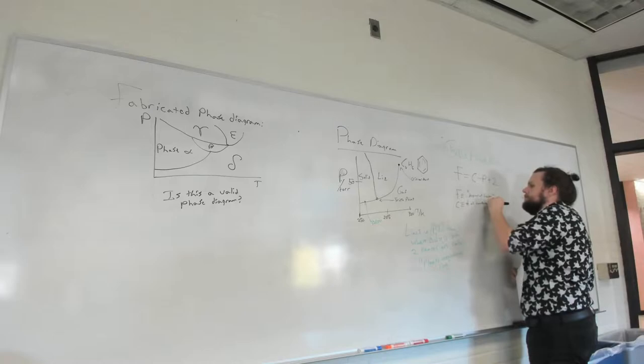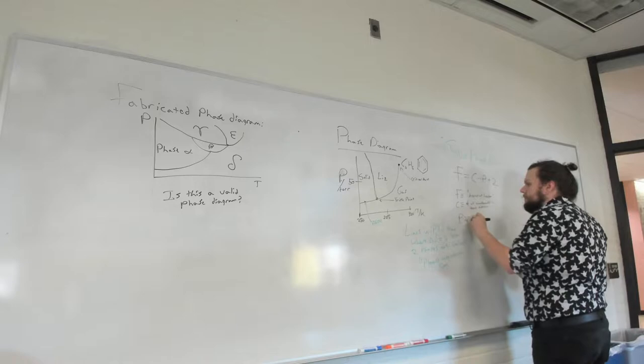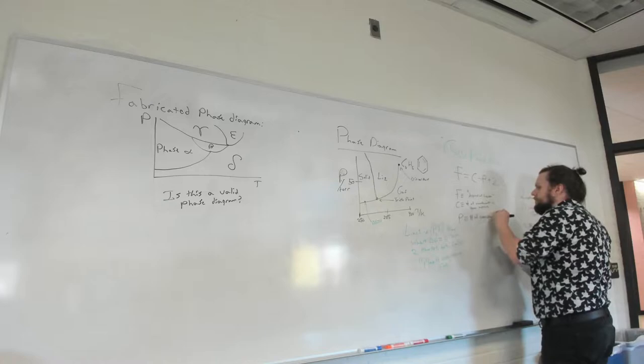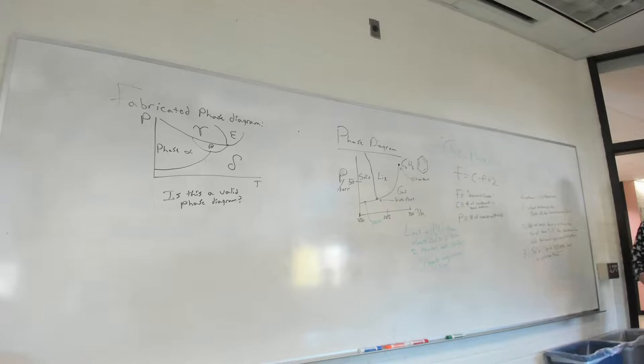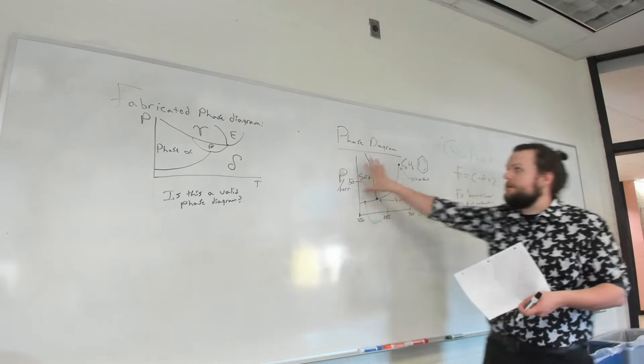Right now we're only talking about pure substances, so C is always 1. And P is the number of coexisting phases. So now I've got to describe what a degree of freedom is in this case. Before we get to our fabricated phase diagram, let's look at it in terms of the benzene diagram.